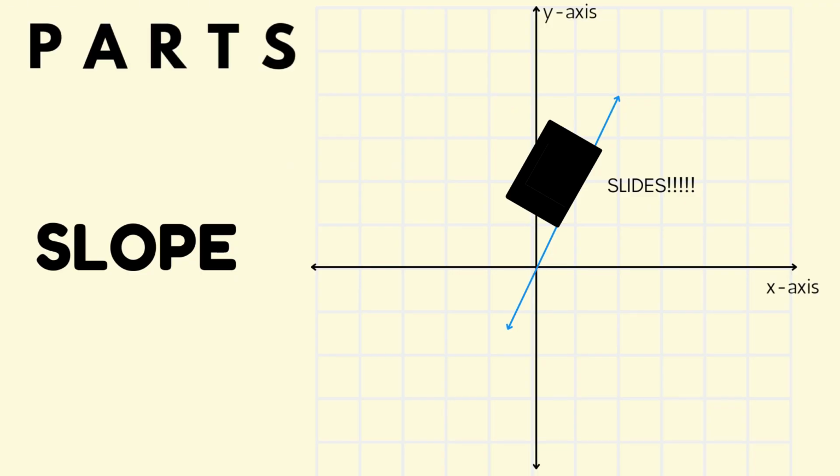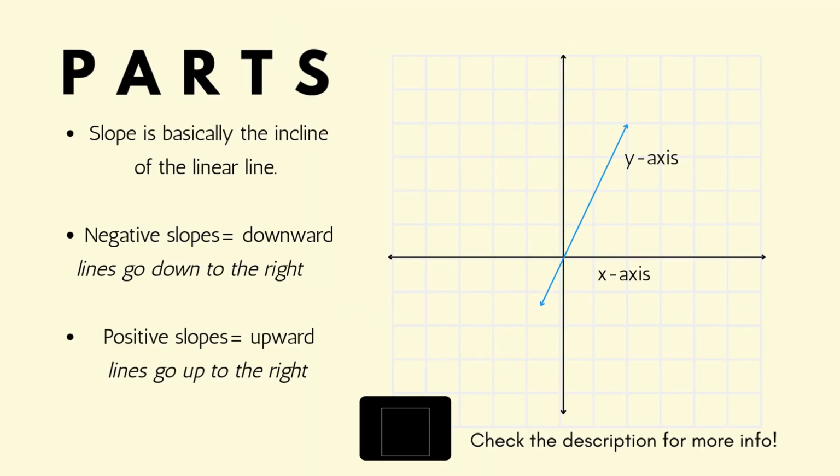Okay, now for the second section. First off, we got slope. For more information, see the link in the description. But a quick review, slope is the incline of a line, aka the steepness. Negative slopes go down, positive slopes go up.